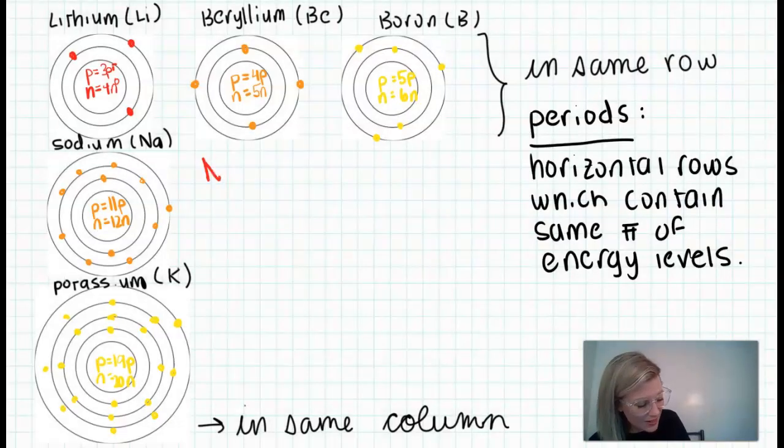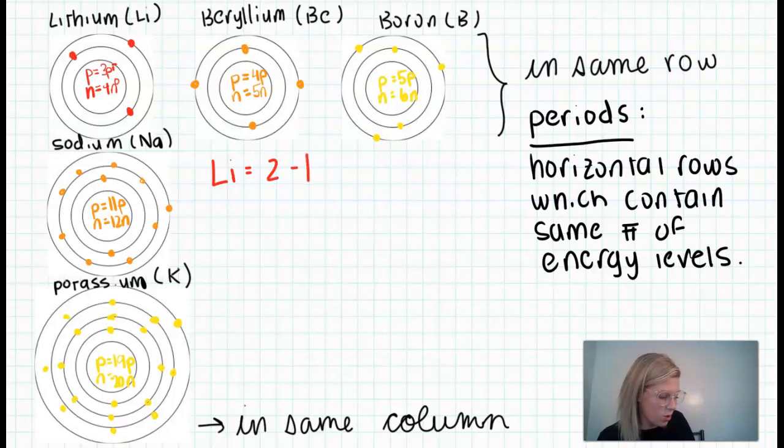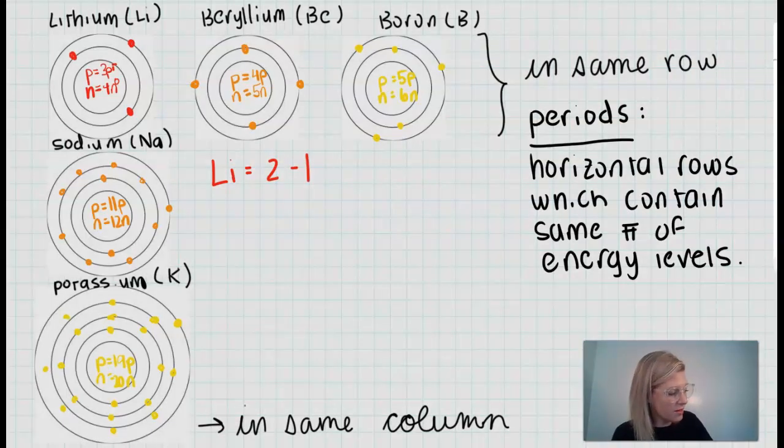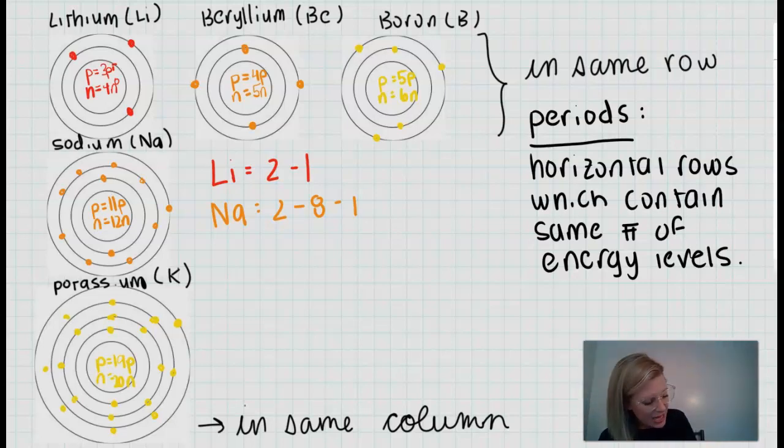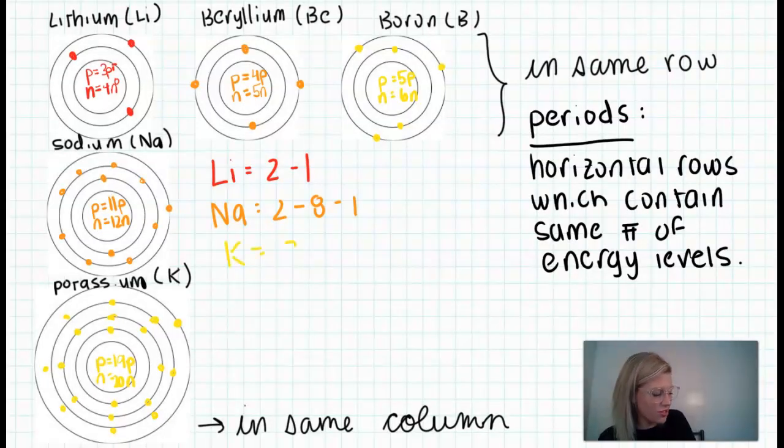So sodium's electron configuration is, I'm sorry, let's do lithium's first before I do sodium's. So lithium's electron configuration is going to be 2-1. Sodium's electron configuration is 2-8-1. Okay. Potassium's electron configuration is 2-8-8-1.